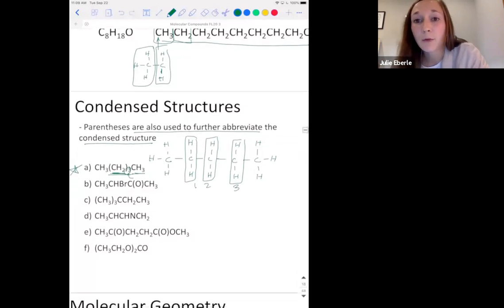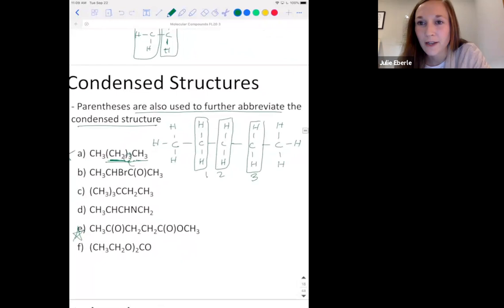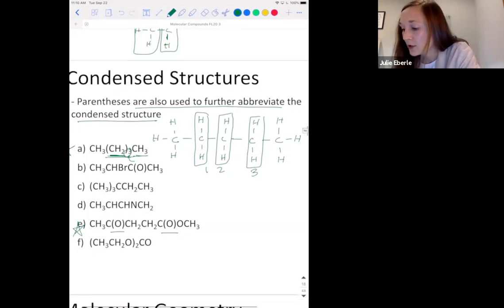Let me show you another example though, another way we use parentheses in these structures. If you look down here, I'm gonna do number E. We have some oxygens in parentheses, okay? And there's no subscript outside of it. So this is a different way to use parentheses that tells us what is branched off of the main chain. When you have an atom like oxygen or nitrogen, or sulfur even, in parentheses and there's no subscript, it just means that it's branched off of the main chain atom that comes directly before it. So let's start drawing this.